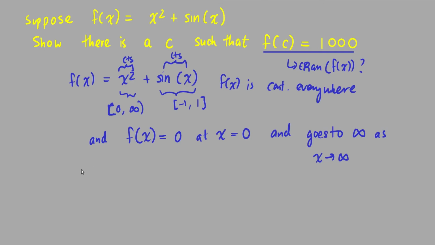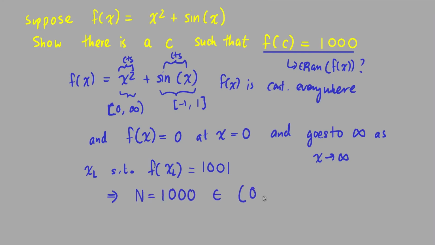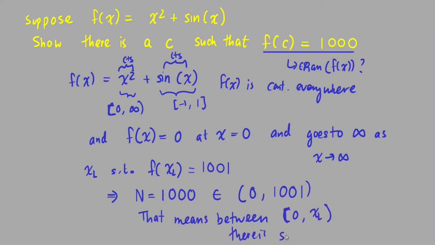And we can choose some x subscript L so that f of x subscript L gives us something like 1001, which is also in our range. And then our n, which is equal to 1000, is between 0 and 1001, and therefore between 0 and x subscript L, we have some c such that f of c is equal to 1000. And there we've shown what we wanted to show. We could have also chosen some other arbitrary x coordinate that gives us 999, which also exists within the range, and use that to show the same thing. The steps would have been similar in that version.